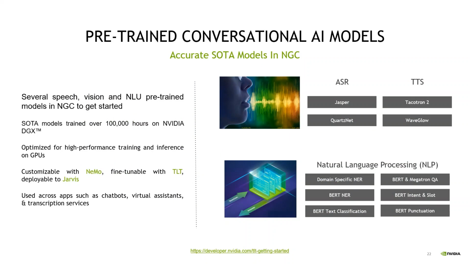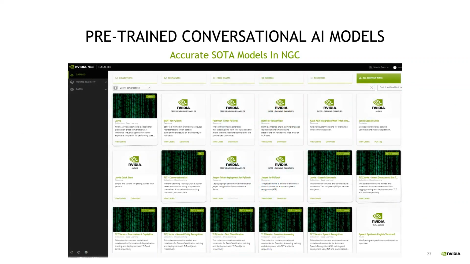NVIDIA GPU Cloud, or NGC, hosts several speech, NLP, and vision pre-trained models. Those models are trained over 100,000 hours and are available for free. In addition, there are several monthly updated containers of pre-built deep learning frameworks, such as TensorFlow or PyTorch, optimized for high-performance training and inference. In NGC, you can also find scripts and notebooks documenting how to train and fine-tune those models using NeMo or Transfer Learning Toolkit. Have a look at ngc.nvidia.com to find the list of available materials for conversational AI.